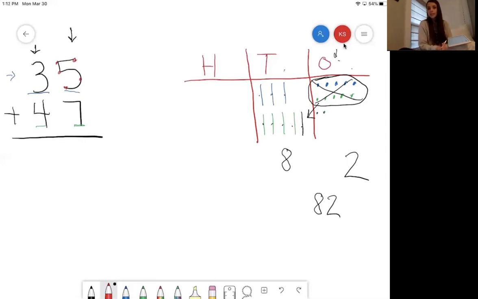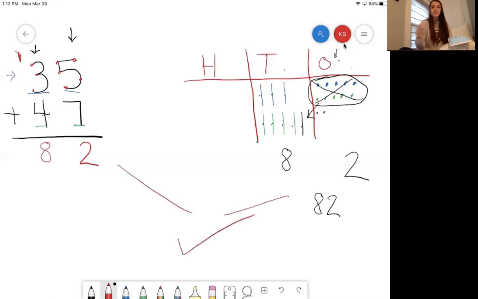So to write this, I'm going to put my 2 down for my ones, because I'm in my ones place, and I'm going to move my 10 next door to be with the rest of my tens. Now I'm going to ask myself, 4 plus 1 is 5, and then 5 plus 3 is 6, 7, 8. 82. 82 and 82 match, so I know that my answer must be correct.